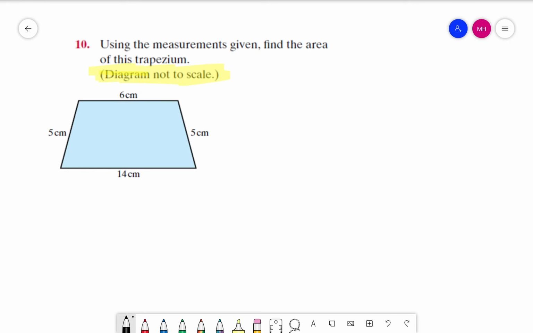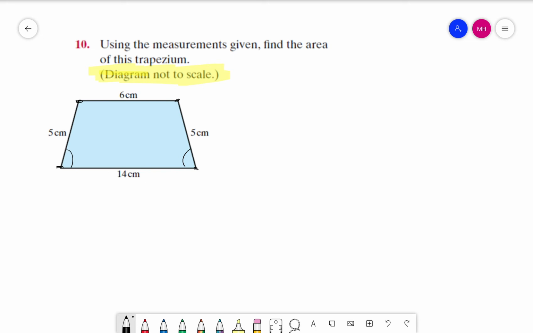Now, to my eye anyway, the thing that sticks out when I look at this is that these two lines here are 5 centimeters, yet the angle that they're making seems to be different. These angles seem to be different. So when it says it's not drawn to scale, something just looks a bit off. But anyway, what can we say?